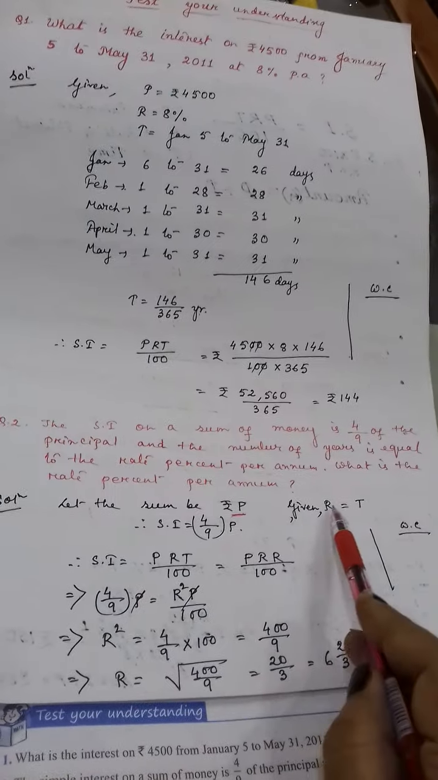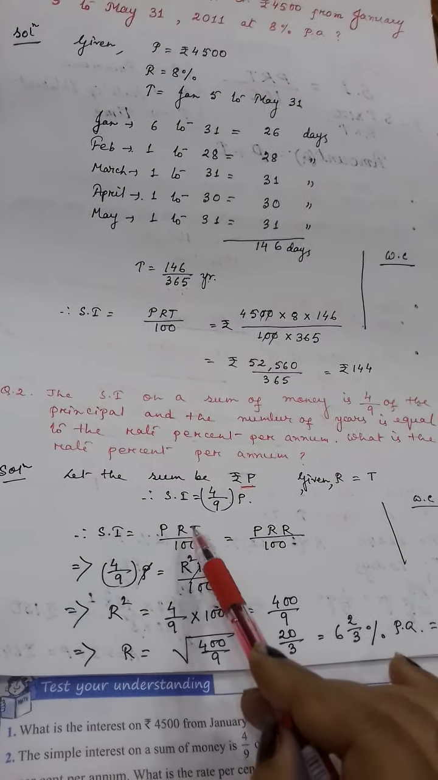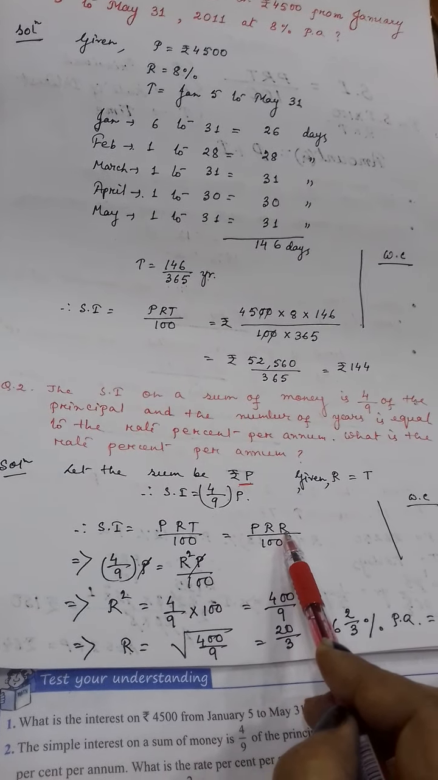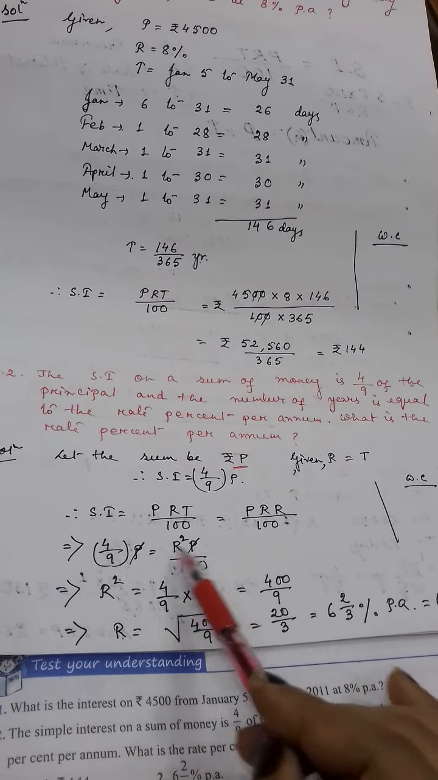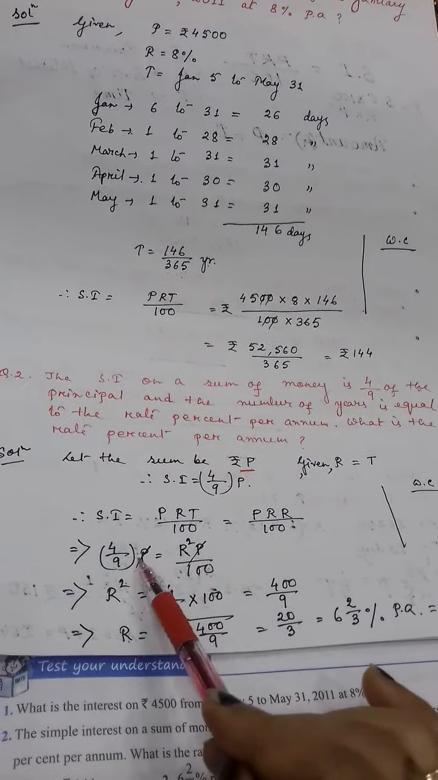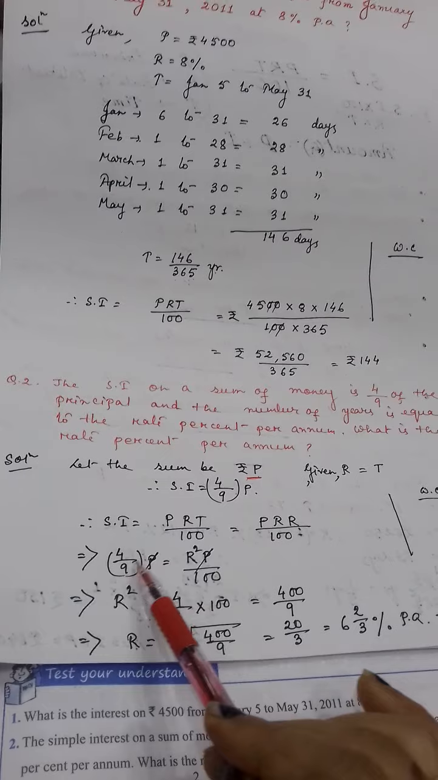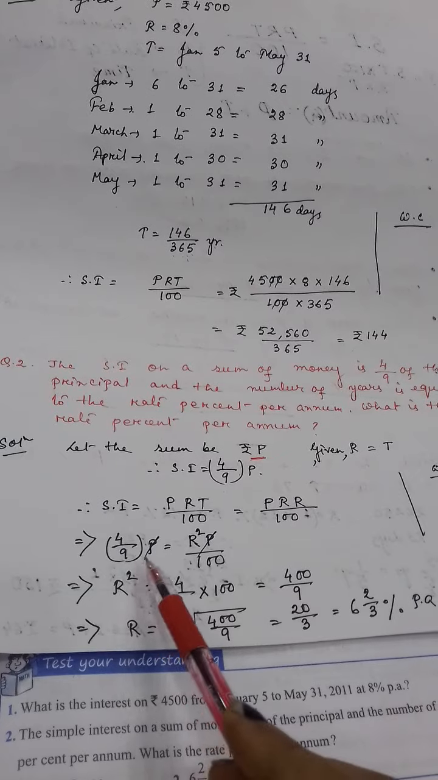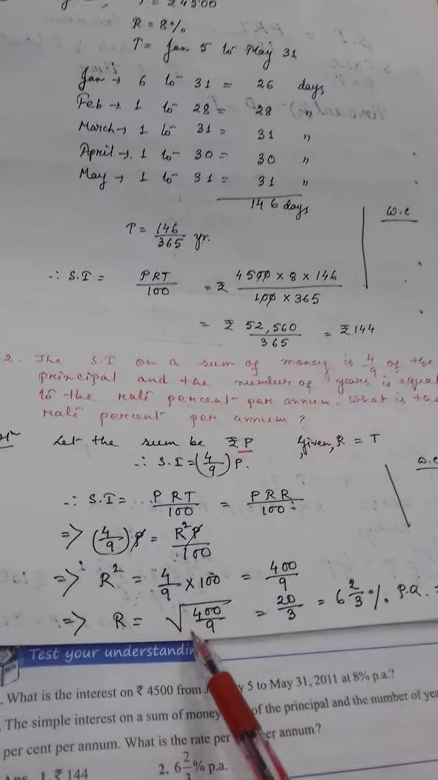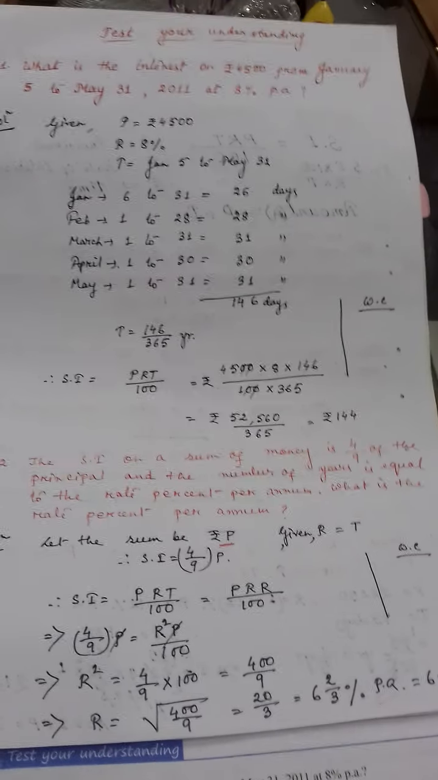Now, as R and T are the same, simple interest is PRT by 100. So in place of T, I can write R also because these two are the same. So what have you got? This P and P you can cancel. You know how to cancel from both sides? If the same number or same alphabet is there in the same place, you can cancel. Clear or not? Now in this way you will solve: 4 by 9 equals R square by 100, then take the square root. This is the answer, the rate of interest. Clear? So in this way you can find out sums.